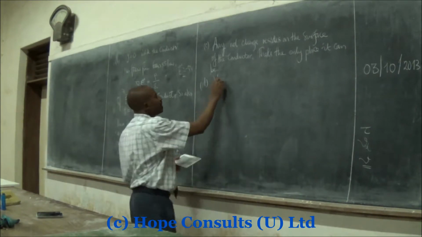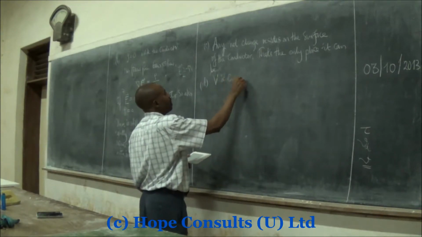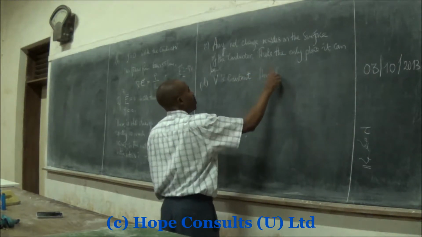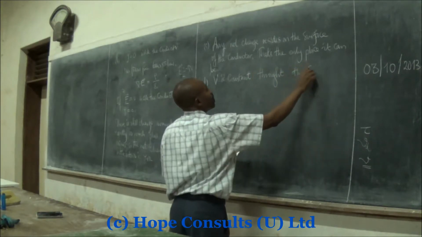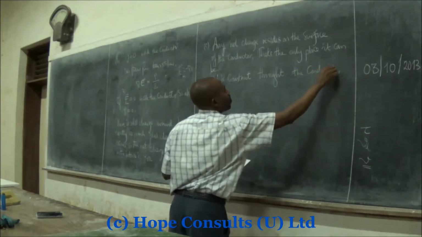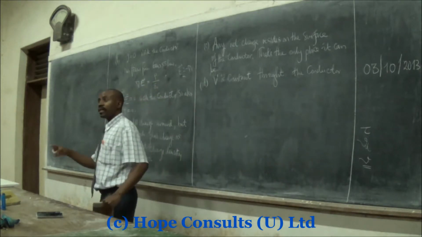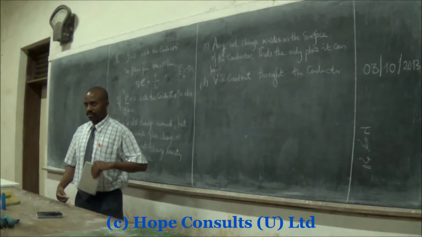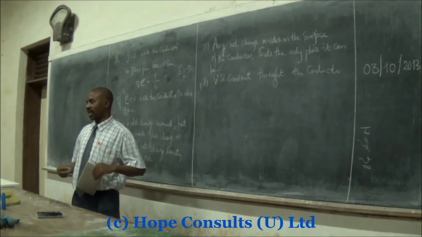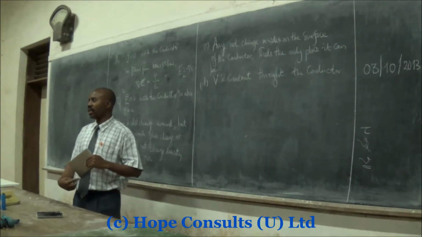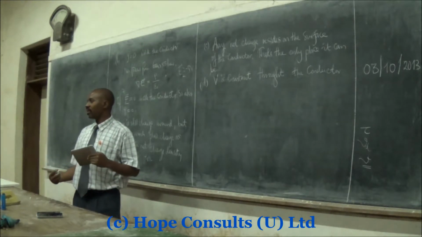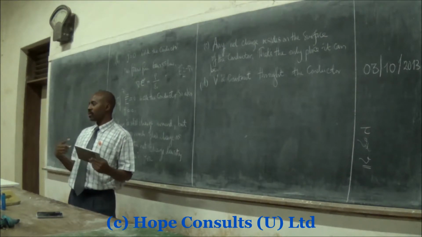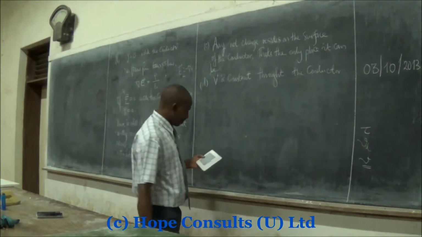So V is constant throughout the conductor. And of course, if throughout the conductor it is constant, you can imagine what the surface of the conductor is called: an equipotential surface. Because at any point on the surface of the conductor, the potential will be constant, and we say that a surface where the potential is constant is called an equipotential surface.